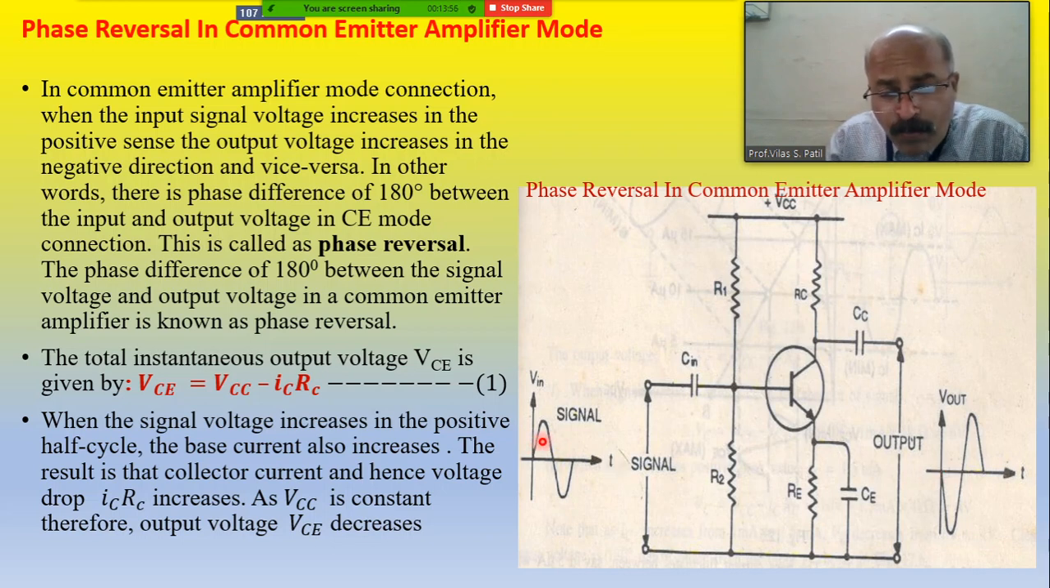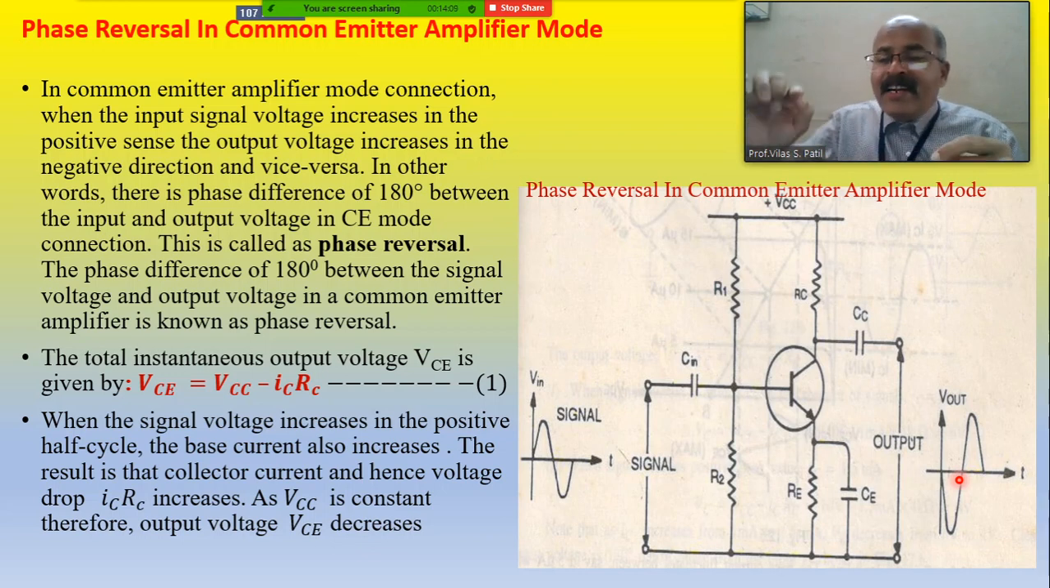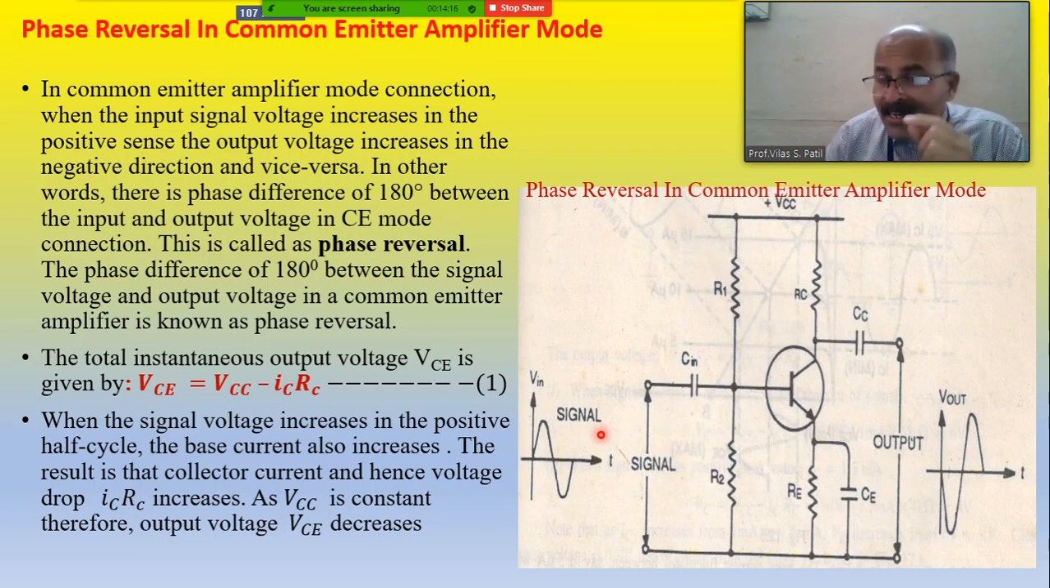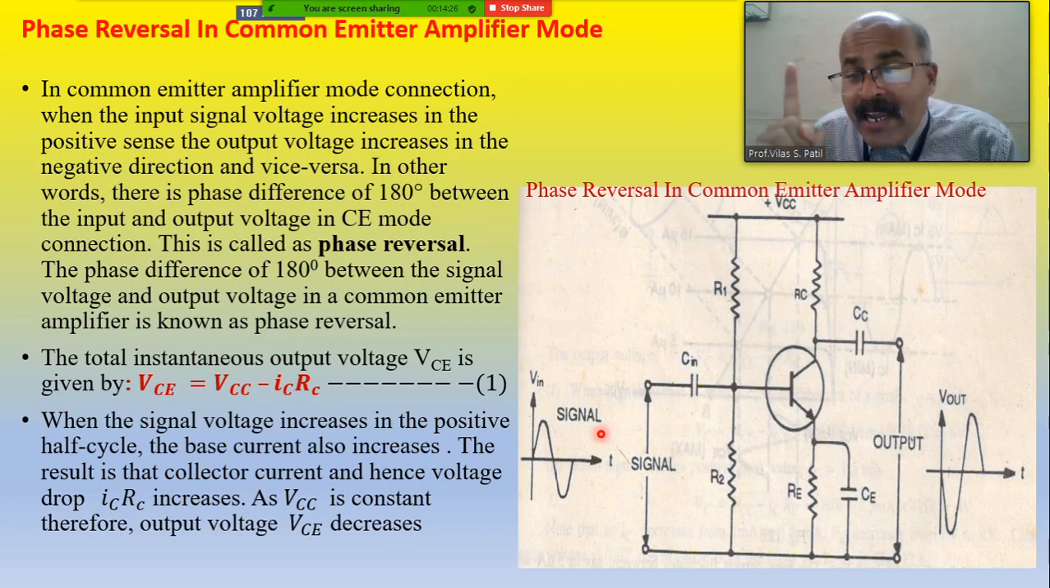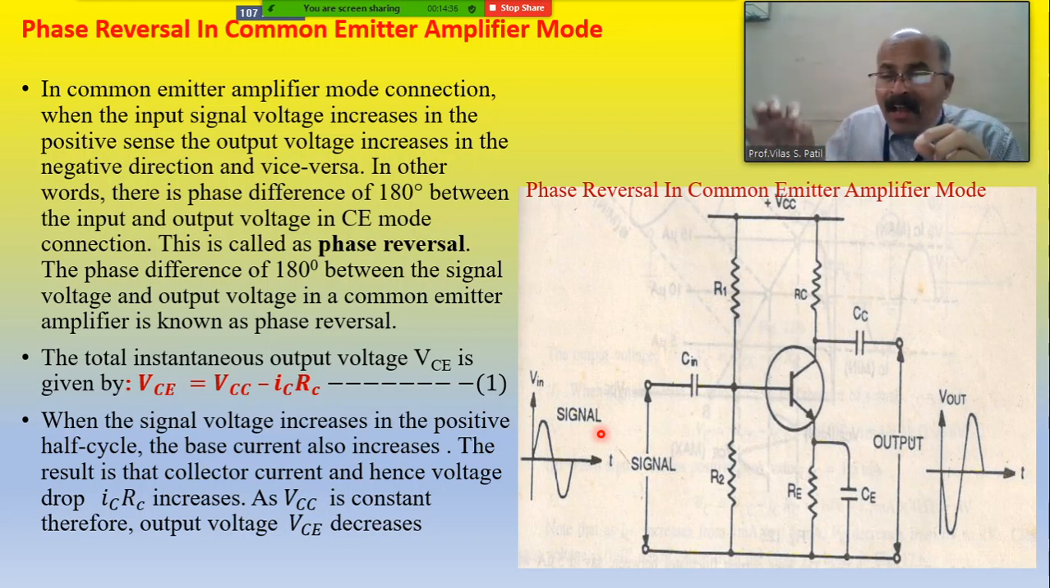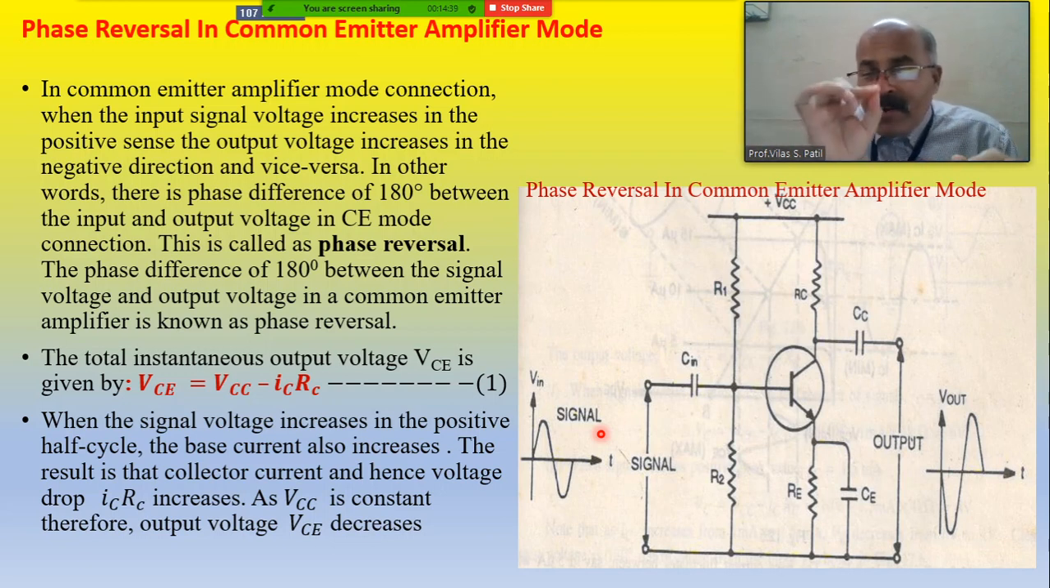At the output, the positive half cycle of the input is converted into a negative half cycle. It means that there is a phase reversal between input and output. Between input and output, we get 180 degrees out of phase. The positive half cycle is converted into the negative half cycle.